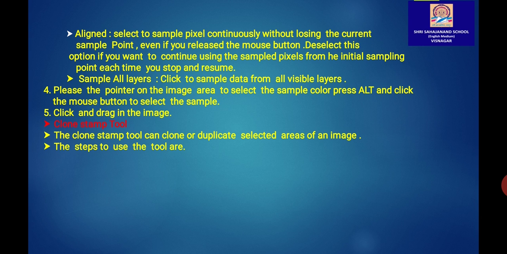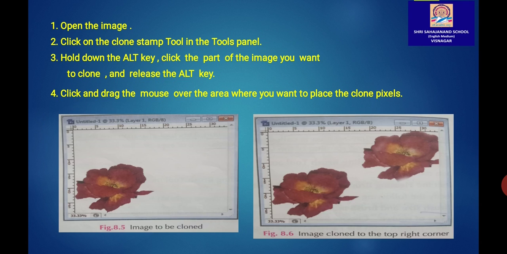Now next one is clone stamp tool. The clone stamp tool can clone or duplicate a selected area of an image. The steps to use the tool are, open the image, click on the clone stamp tool in the tools panel, then hold down the Alt key, click the part of the image you want to clone and release the Alt key. Now fourth step is click and drag the mouse over the area where you want to place the clone pixels.